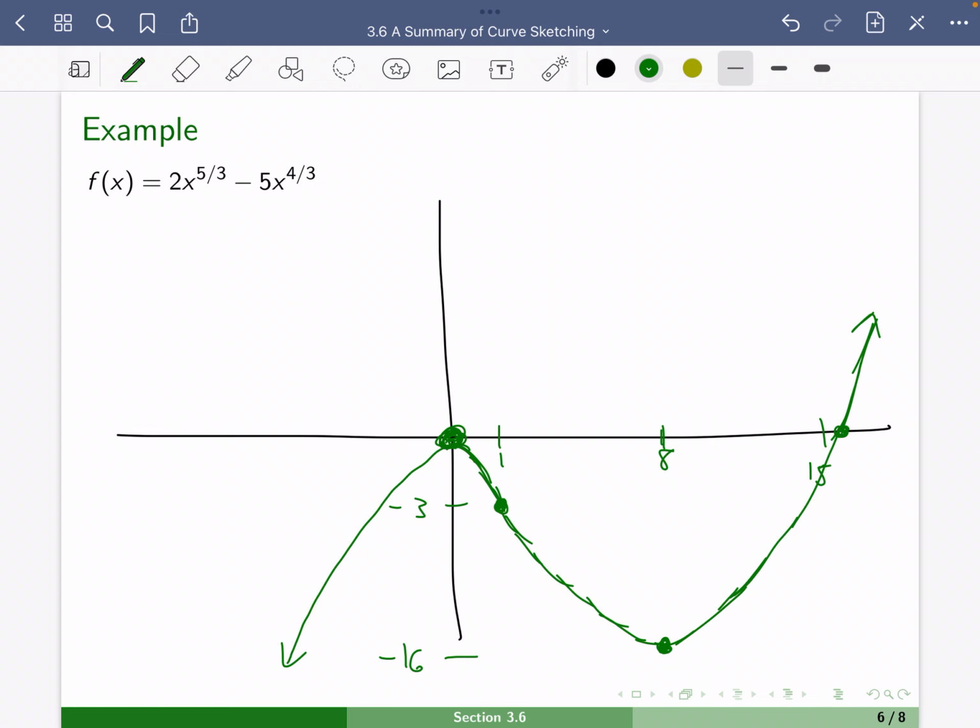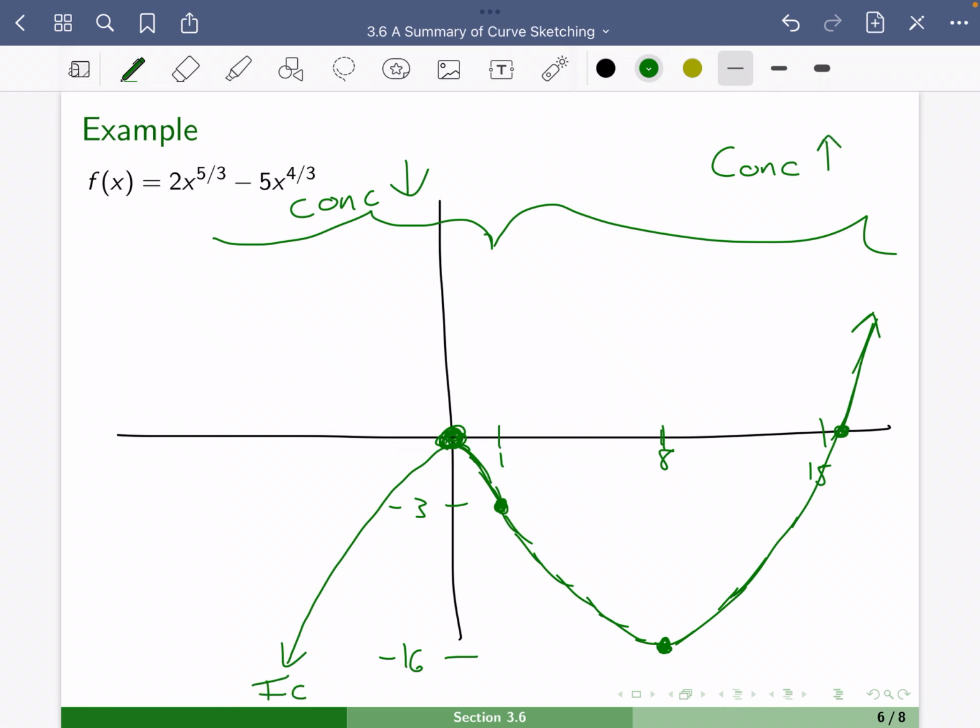And so we were concave down up to this point here, and concave up past that. We were increasing up to that point, and then we were decreasing up till 8, and then we were increasing again. And that is our graph.